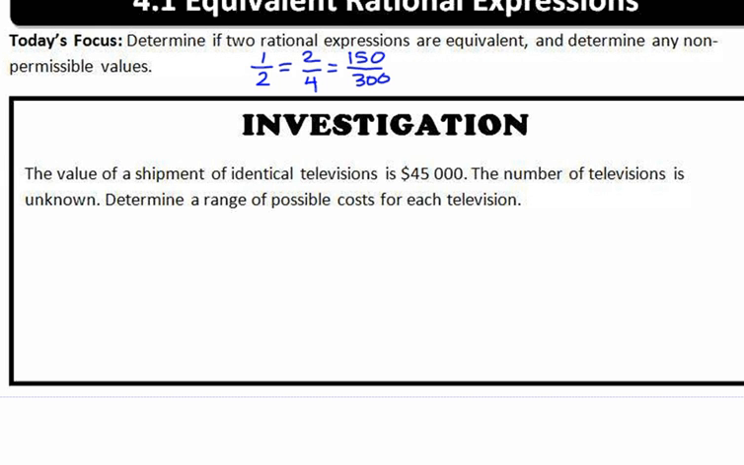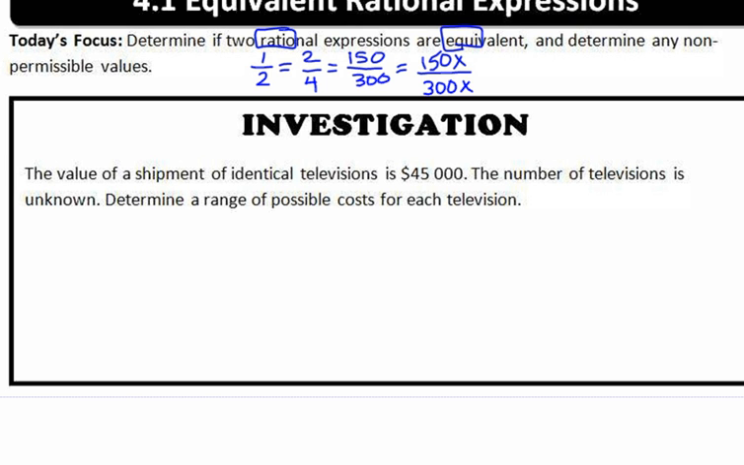We can do the same thing. This is also equivalent to 150x over 300x. Still equivalent. Why? If we reduce that, the x's reduce out, and we still get 1/2. So these are all equivalent fractions, equivalent ratios. Notice the equal in equivalent, right? We're talking about equal fractions. And then rational expressions, remember ratio is a fraction. So we're talking about fractions.